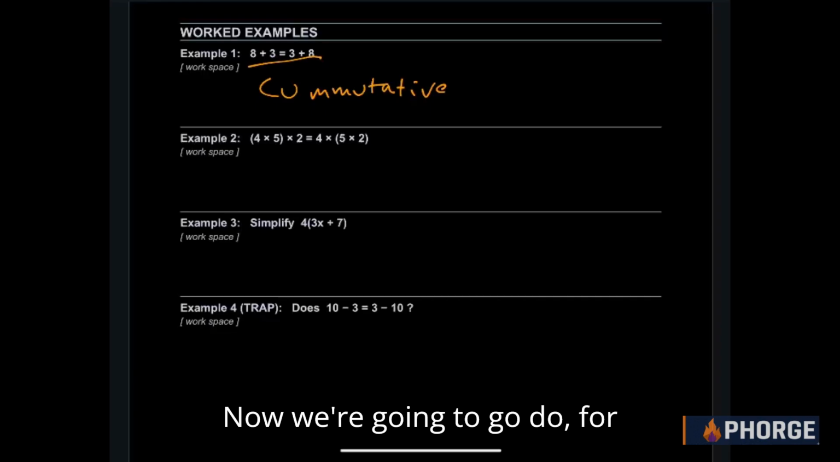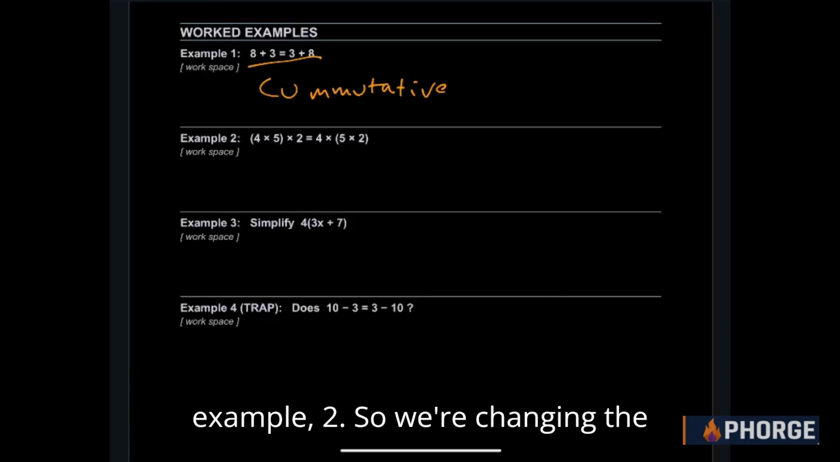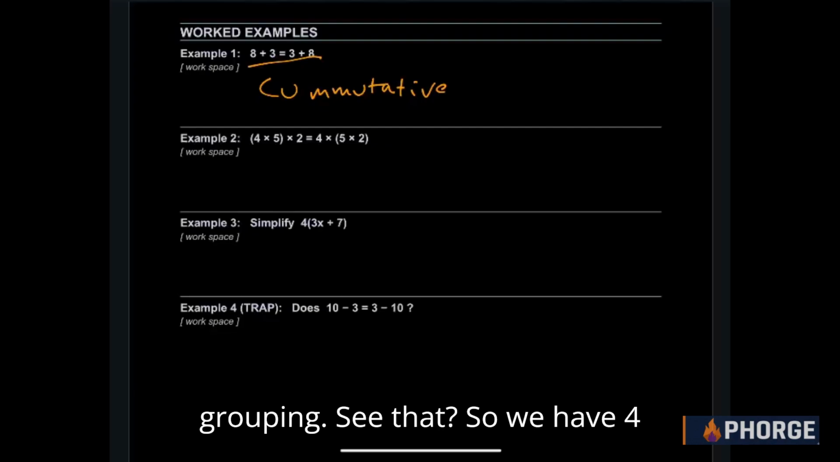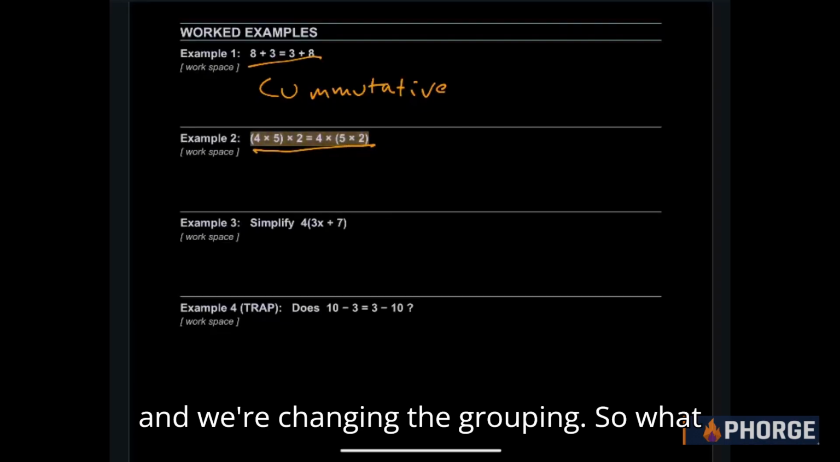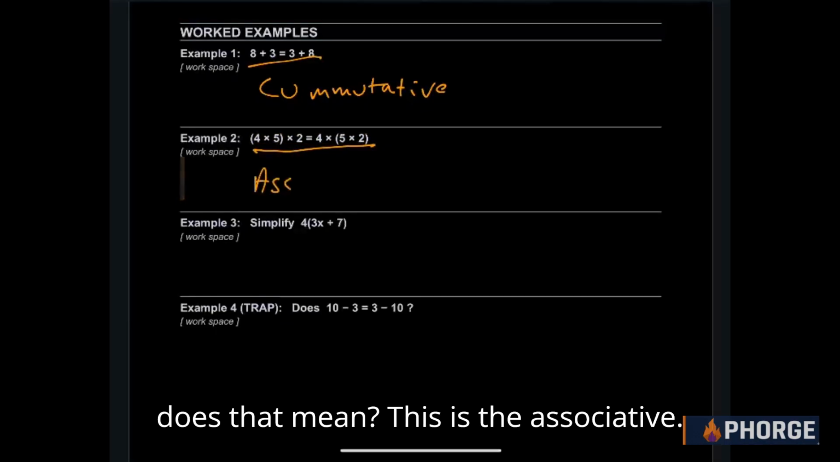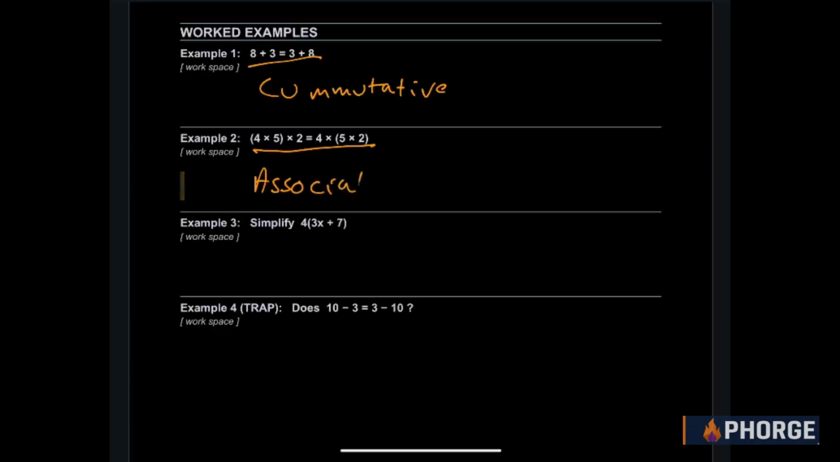Now we're going to do, for example, 2. So we're changing the grouping. See that? So we have 4 times 5 and then 5 times 2. And we're changing the grouping. So what does that mean? This is the associative property.